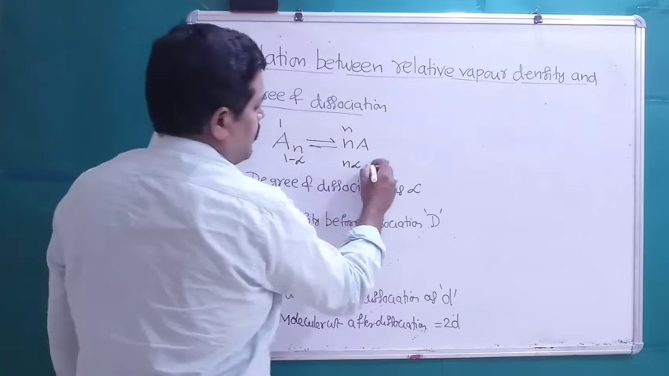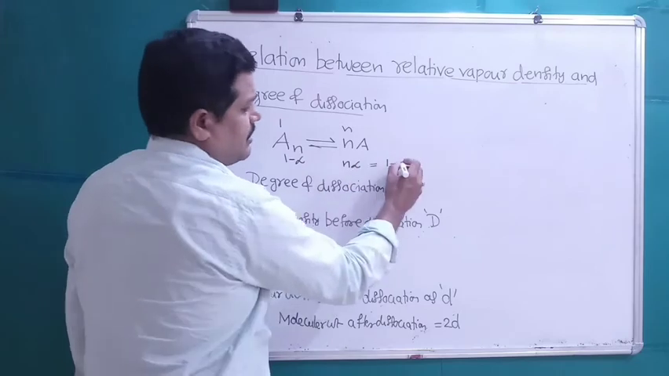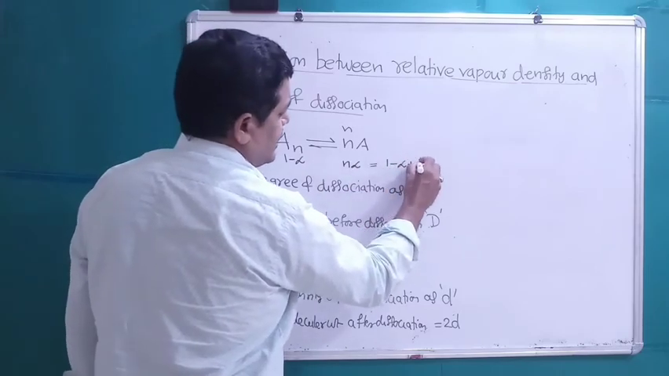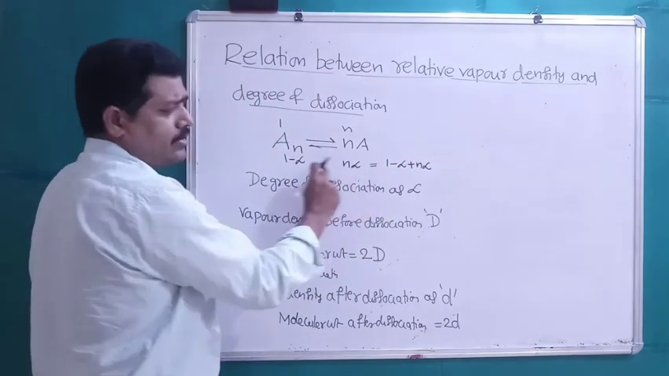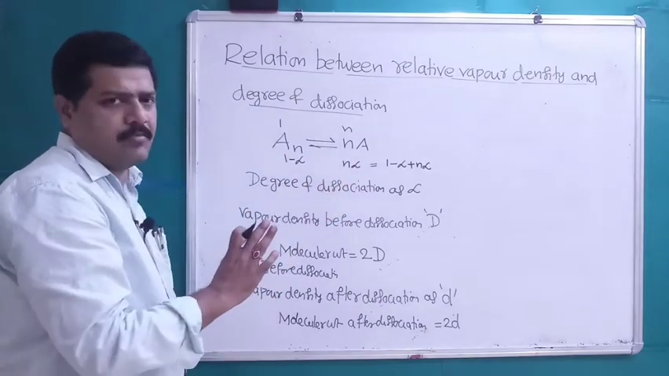So total moles at equilibrium, right? 1 minus alpha plus n alpha. These two we have to add. 1 minus alpha plus n alpha will be the total moles.